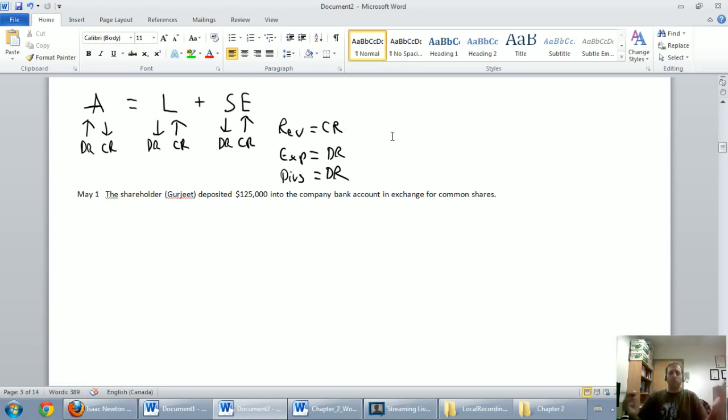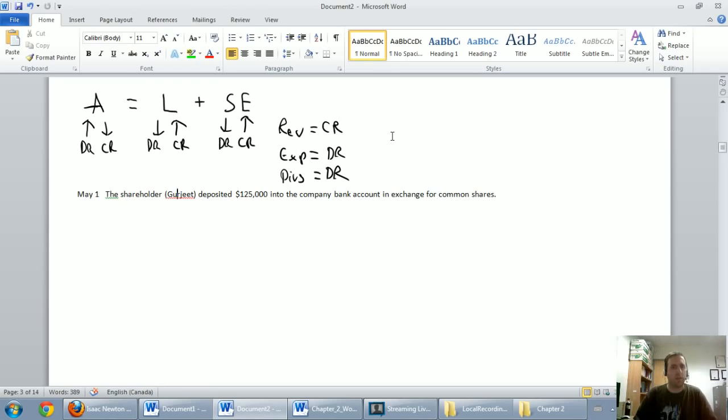So the first thing we've got to ask ourselves is what accounts might be involved here? Oh, and before we get to that, I want you to remember, whenever we look at journal entries for a company, we're looking at it from the company's perspective. We're not looking at it from the shareholder's perspective. We're not worried about Gurjeet. She's almost a separate entity here as far as we're concerned. Legally, we're worried about the company. When I think of a journal entry, I always think, I am the company. So, in this case, I'm the company.